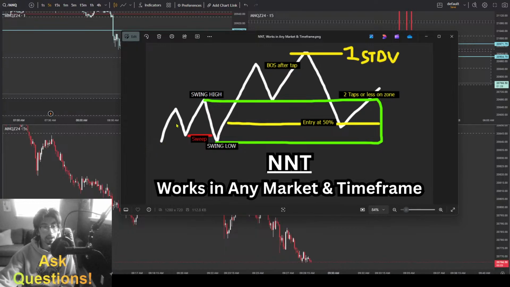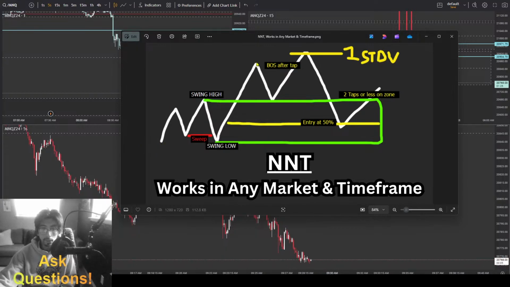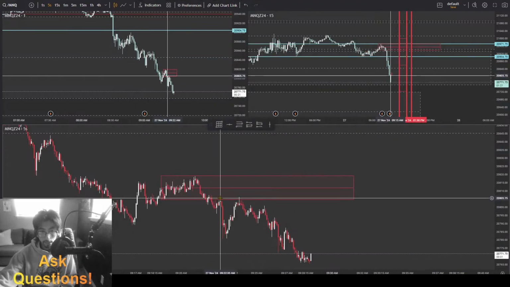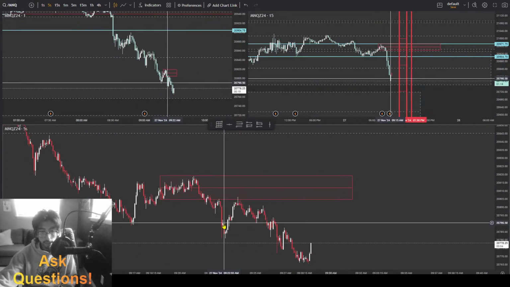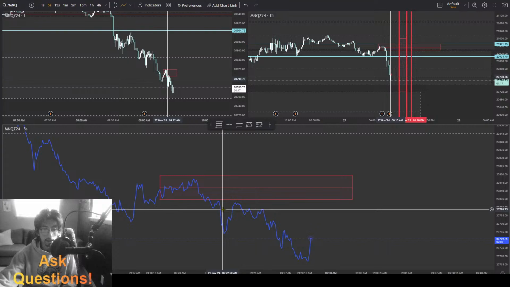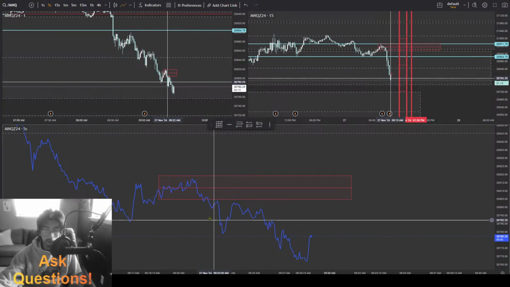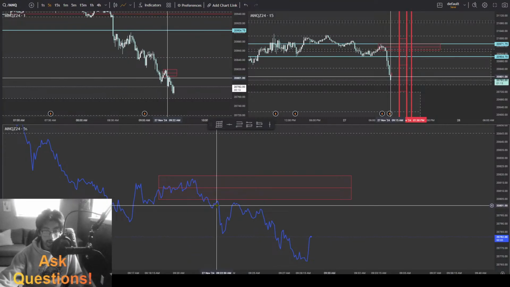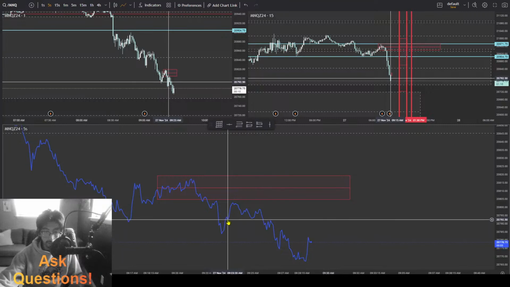Swing low, swing high, swing low, swing high. Basically, you can say that every down candle is a swing low and every white candle is a swing high. So let's see these lines right here. Swing low, swing high, swing low, swing high.